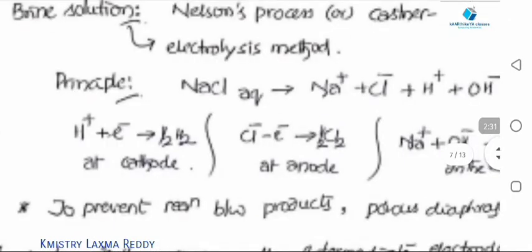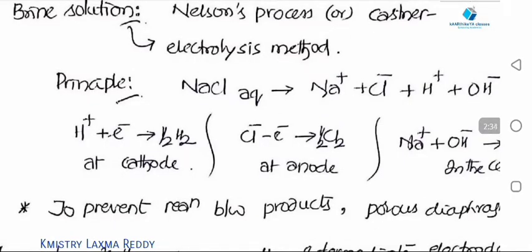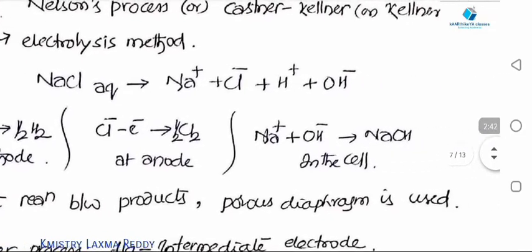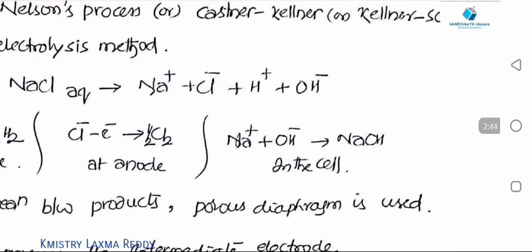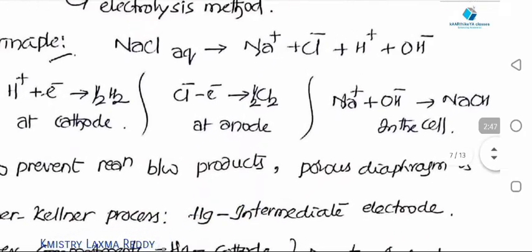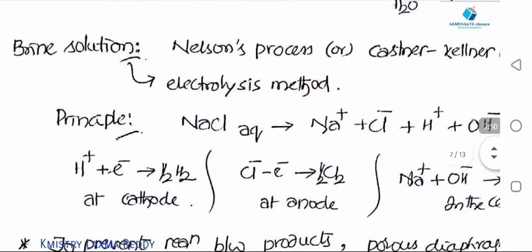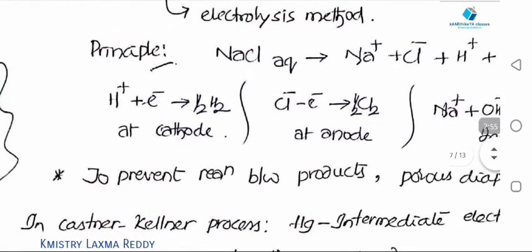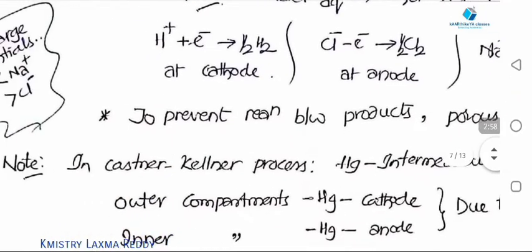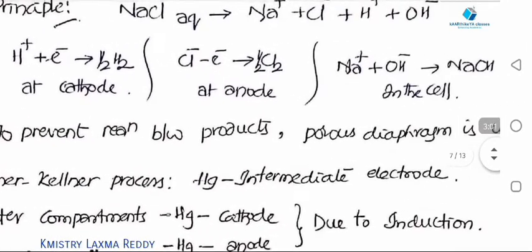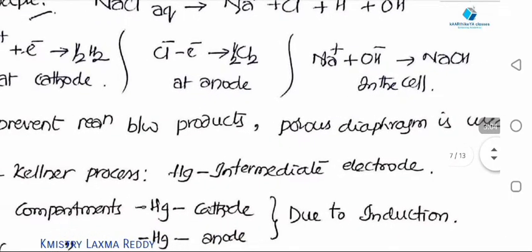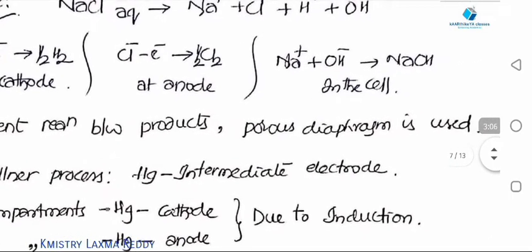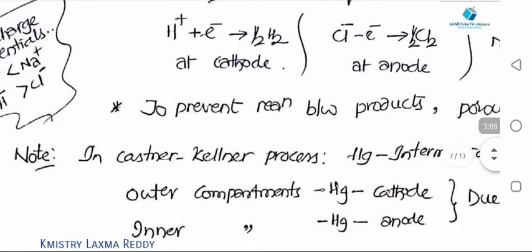This is the reaction. H+ ions go to cathode, gain electron, and become hydrogen gas. So at cathode, hydrogen gas, at anode, chlorine gas, and in the cell, sodium hydroxide is formed, Na+ OH-. This is the overall reaction. So Nelson's process or Castner-Kellner process or Kellner-Solvay process, the technique is going to be the same. And finally, to prevent the reaction between the products, a porous diaphragm is used, because the chlorine formed in the reaction will again react with sodium hydroxide. That must be prevented.